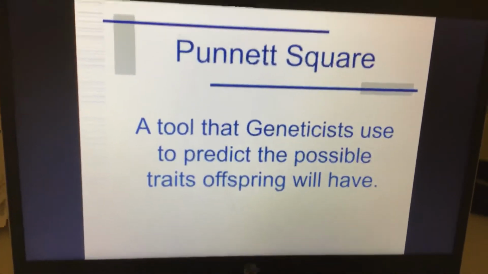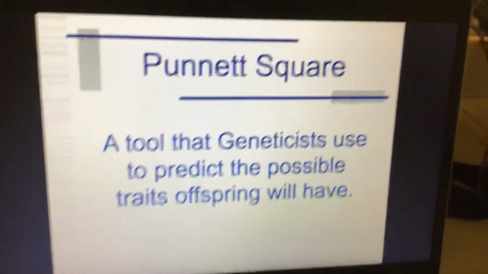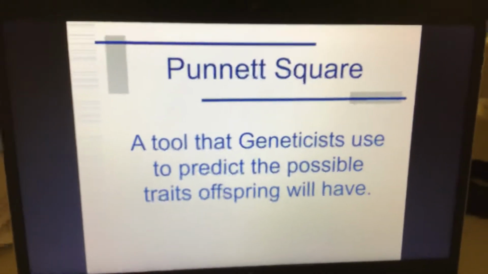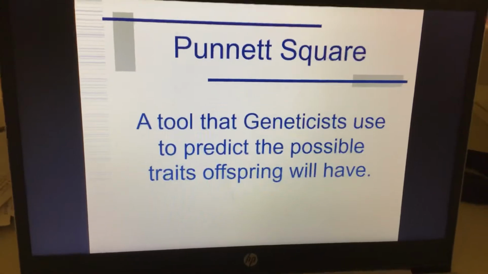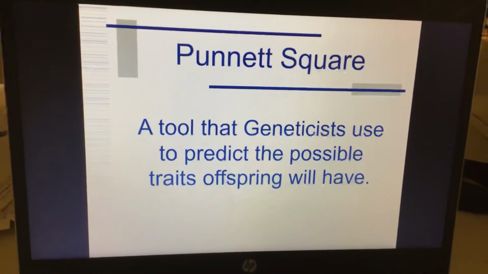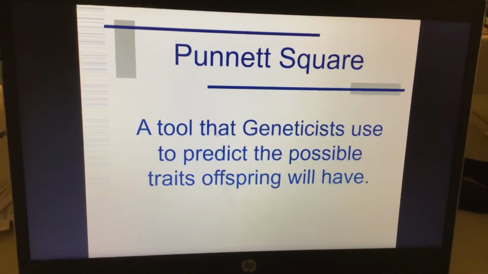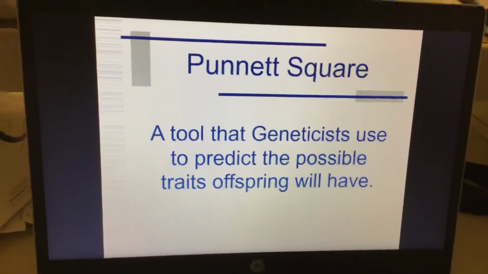Today we're going to talk about the old Punnett square. You may have done this last year. I know you've done this last year, it's just I'm not sure how much. But Punnett square, that's a good heading. And then I want you to write that definition below.